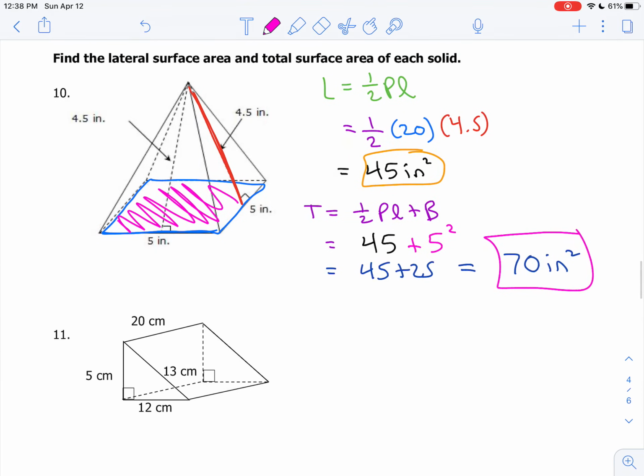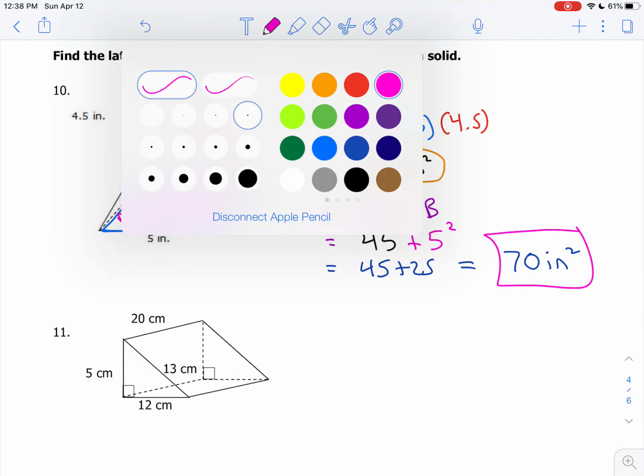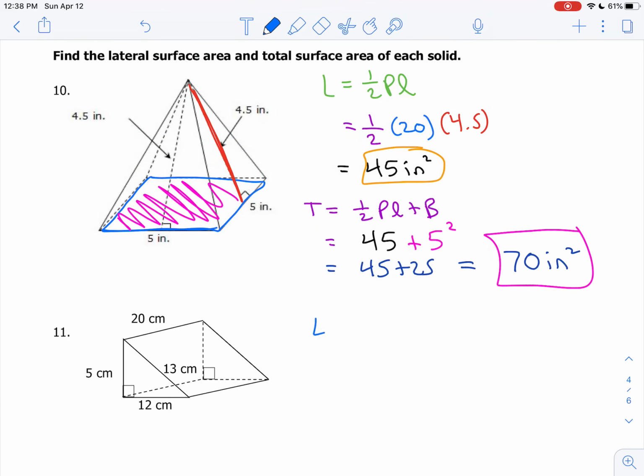Number 11, triangular prism. I'm going to my formula sheet. Just a reminder about the lateral area: on number 10, the lateral was just the 4 triangles, and the total was the 4 triangles plus the square on the bottom. Here, the lateral is this rectangle plus the bottom rectangle plus the back rectangle. So lateral is just the rectangles, and total will include the 2 bases. So lateral is perimeter of the base times the height.